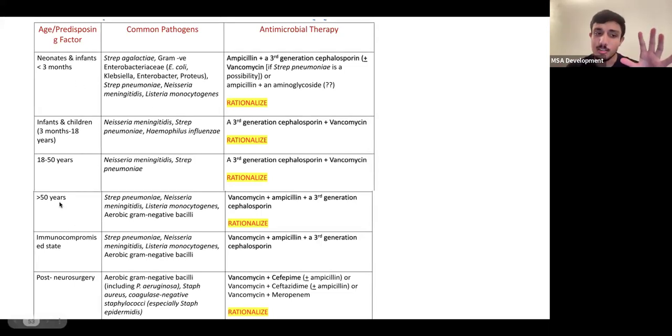Remember how I told you less than 3 months and above 50 years, they kind of have immunocompromised. So it's going to be easy for you to remember that above 50 years and immunocompromised patients are going to have the same treatments. Now, Amr, what's the difference between above 50 years and immunocompromised? They're not the same thing.